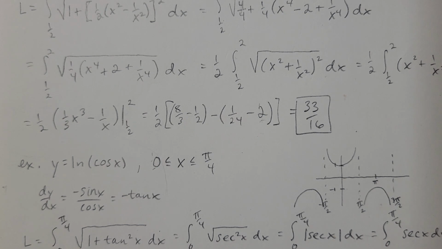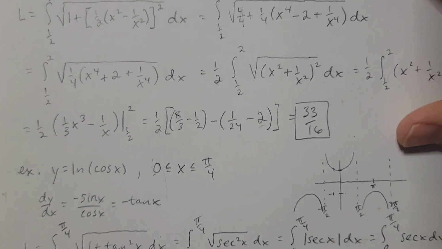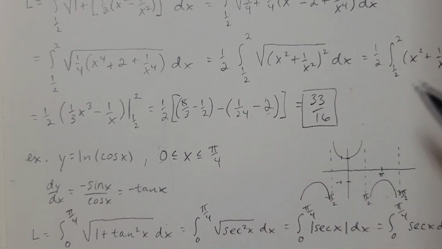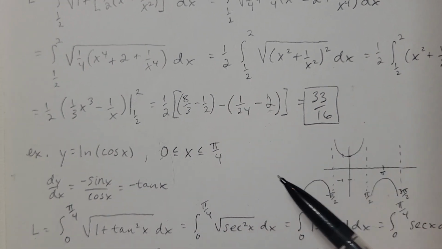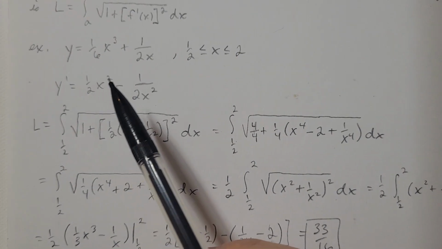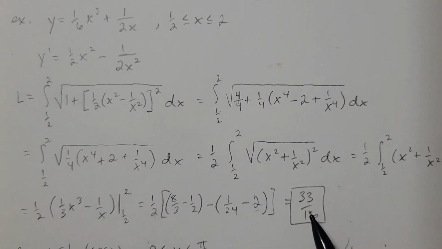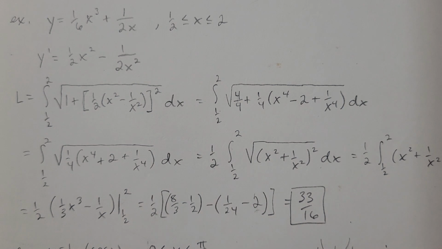By the way, every single problem in section 8.1 and all of chapter 8, by the way, is always going to be positive numbers. Okay, so keep that in mind here, that I should never get a negative, which makes sense. You can't have a length of a curve be some negative number. That doesn't make any sense. So the length of this curve, going from 1/2 to 2, is a length of 33 over 16. Okay?